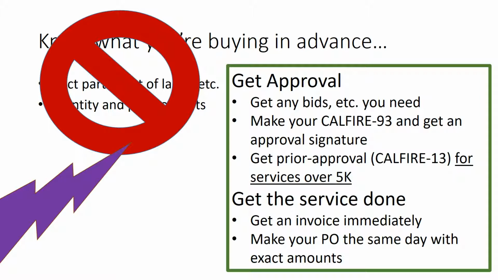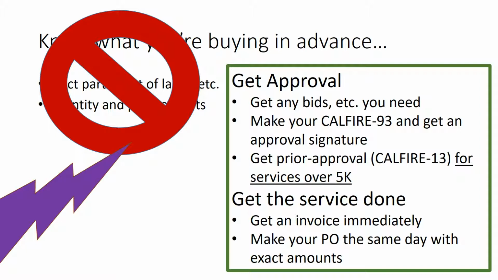Get any bids you need, keeping in mind that if this is going to be a reoccurring service, you need a contract and you can't purchase it through this process. Make a CAL FIRE 93, filled out as much as possible, and get an approval signature. Remember that if your service will be over $5,000, you need prior approval from BSO with a CAL FIRE 13 form. Then, once all that is in order, get the service done.